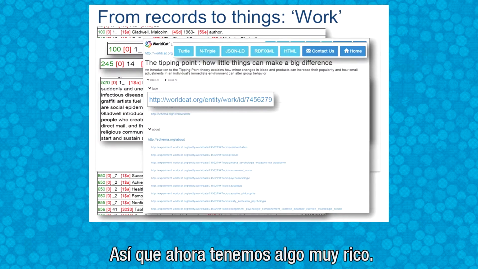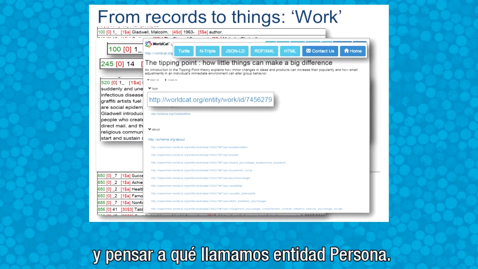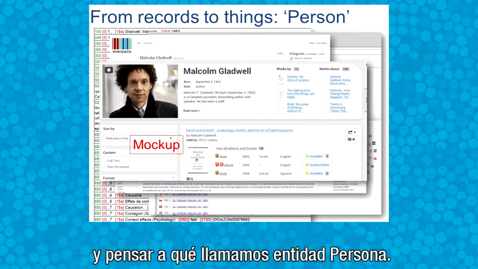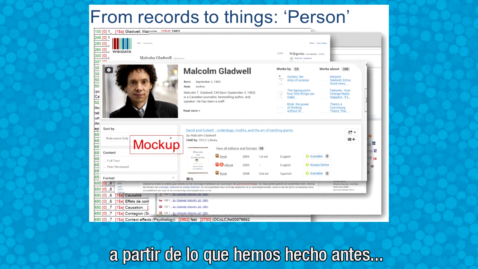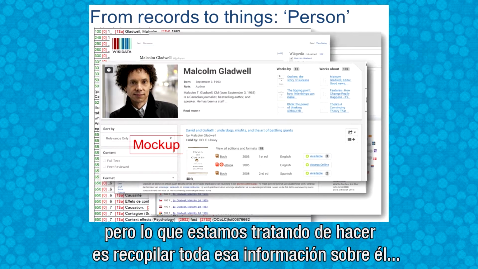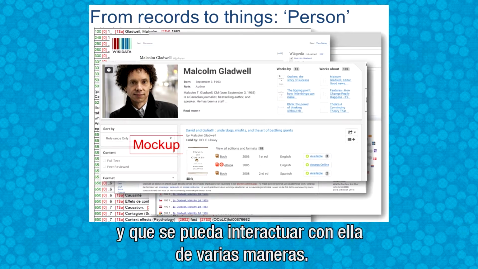So now we've got something extremely rich, and we're also thinking about pushing the concept of authorities for persons even further and thinking about what we're calling a person entity. And with Malcolm Gladwell, the results may not be so obvious from what we have done before, but what we're trying to do is collect all of that information about him and put it together in a form that is viewable and readable, and you can interact with it in various ways.